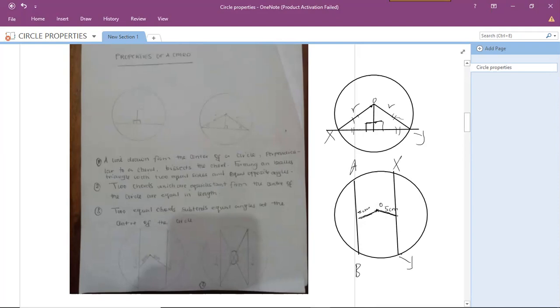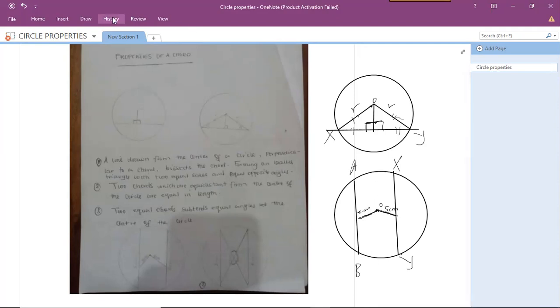So this chord here from the center, 5 centimeters, that's what's called equidistant. So two equal chords equidistant from the center of the circle are equal in length. And much more, these two chords are going to subtend equal angles at the center.